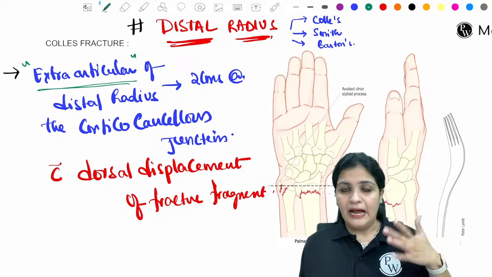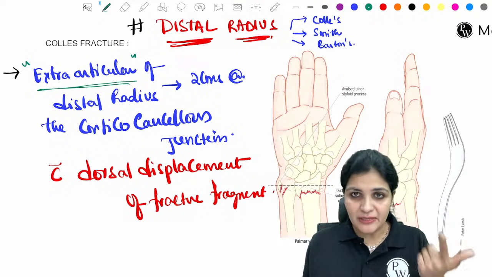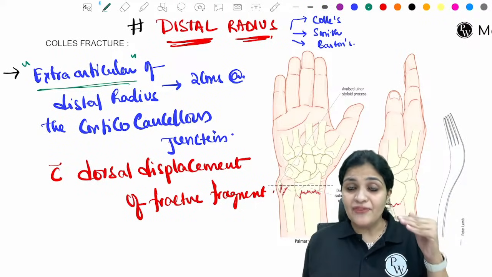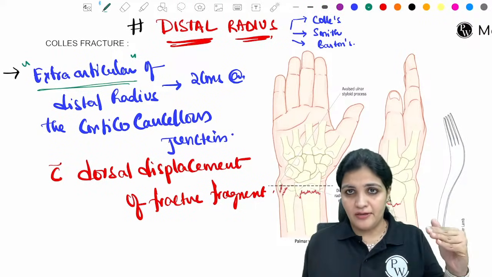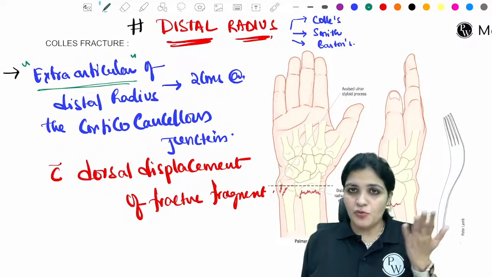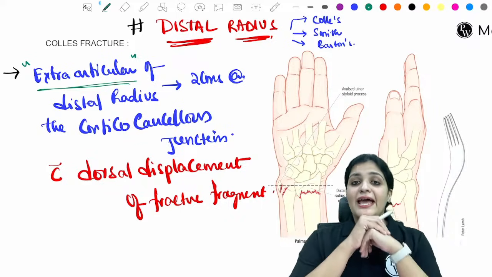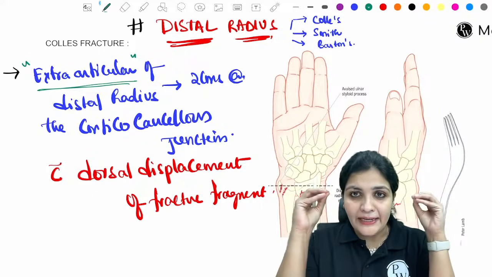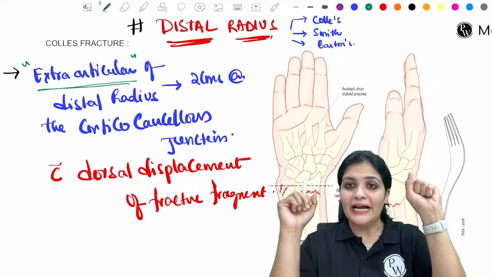Extra articular. Articular, from arthron, means joint. So this fracture is not involving the joint. So we are safe. Whenever something is not involving the joint, we are safe, because articular fractures have to be dealt with in great detail because movements occur at the joint.